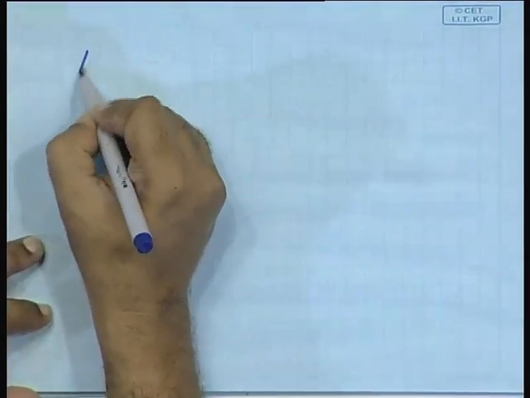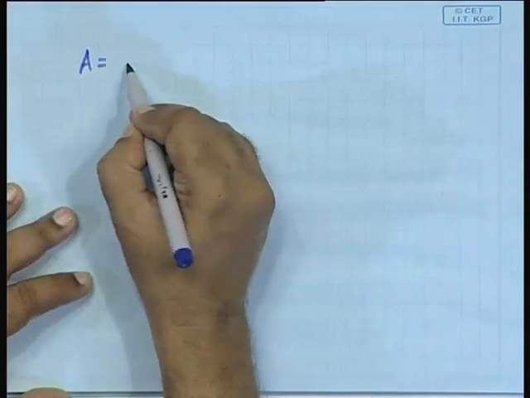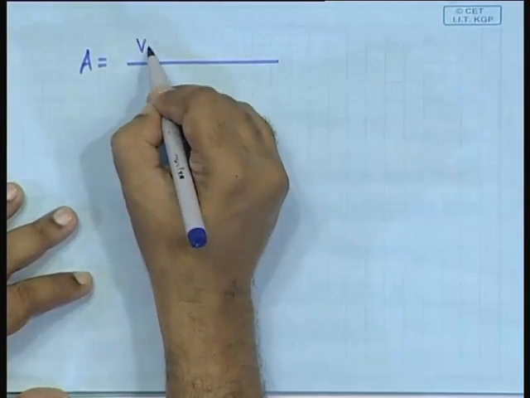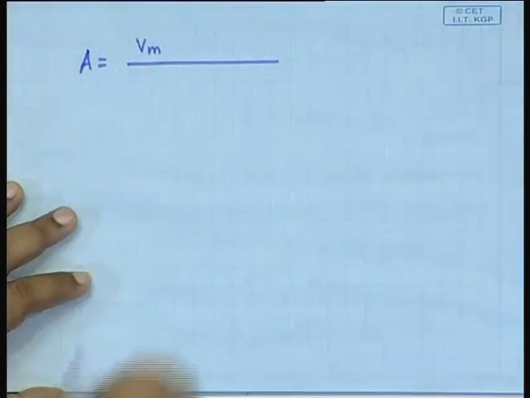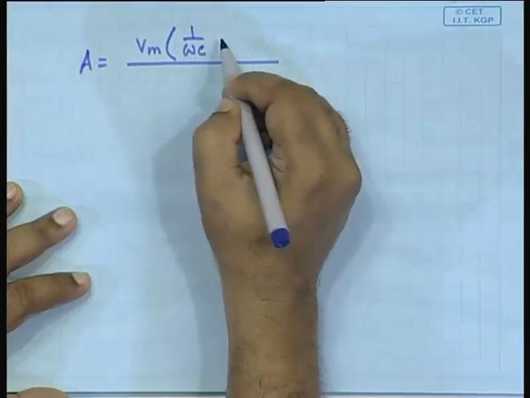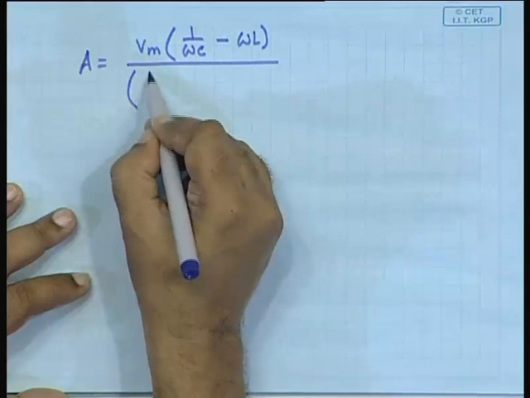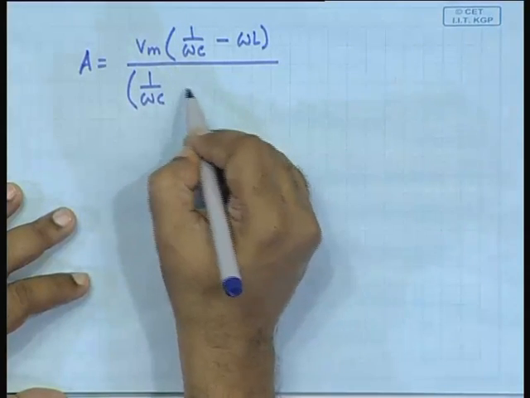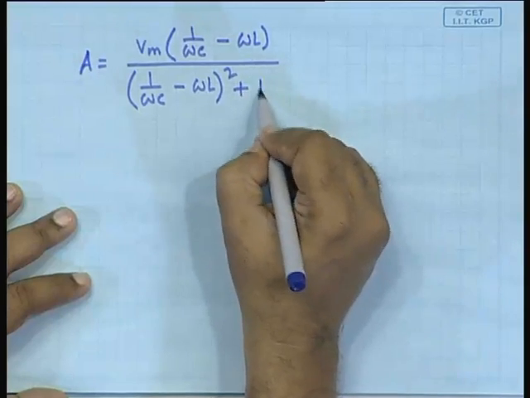So, from here you will have to obtain A and B. I will skip all this algebra, which you can easily do yourself, but I will just write the result. V m. Now, I will also arrange it in a bit more intuitively understandable form. I will write 1 by omega C minus omega L here, and this is 1 by omega C minus omega L whole square plus R square.